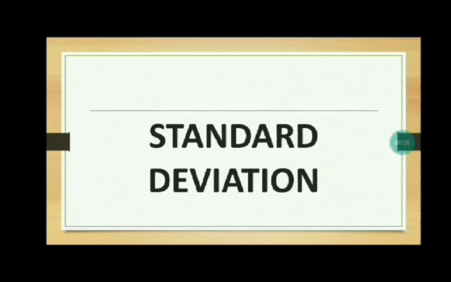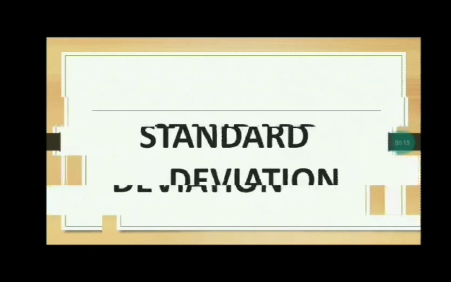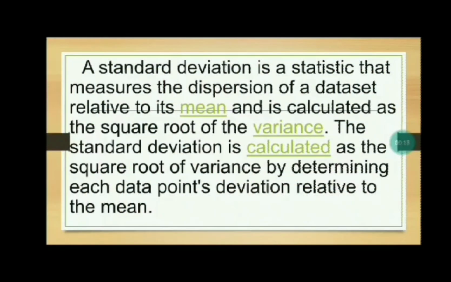So can anyone define what is standard deviation? Okay, thank you so much. Very good. So standard deviation is a statistic that measures the dispersion of a data set relative to its mean and is calculated as the square root of the variance. So variance means a measure of how spread out a data set is. So the standard deviation is calculated as the square root of variance by determining each data point's deviation relative to the mean.